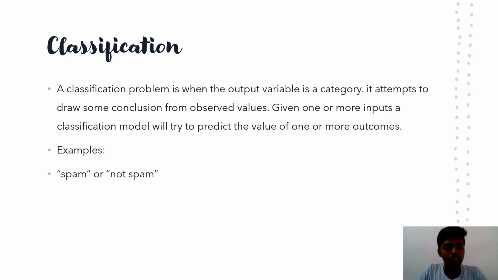A classification problem is when the output variable is a category. It attempts to draw some conclusions from the observed values. Given one or more inputs, a classification model will try to predict the values of one or more outcomes. The output is a category, for example spam or not spam.